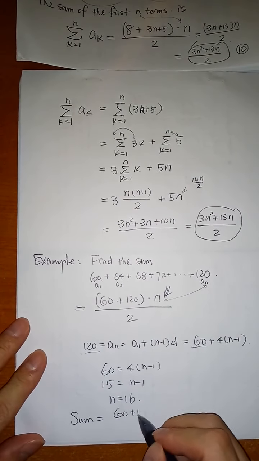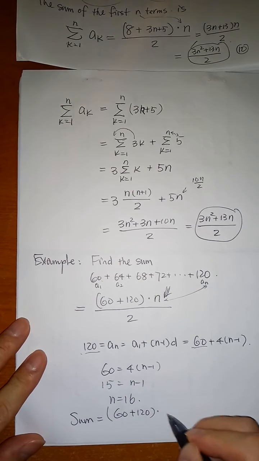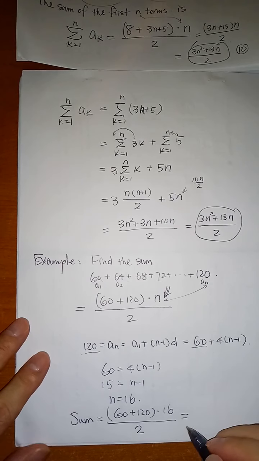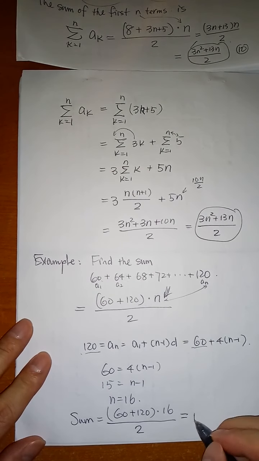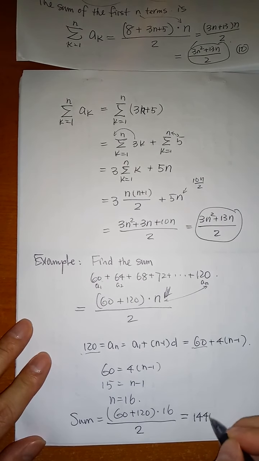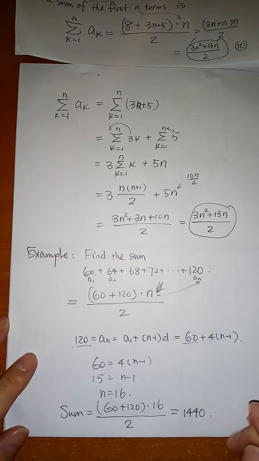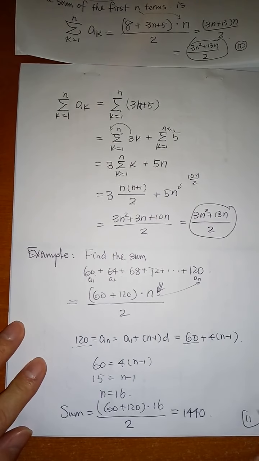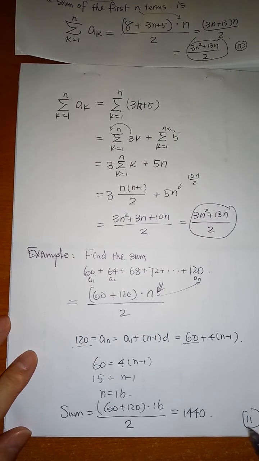Okay, very good. Once you get n equal to 16, the sum is (60 plus 120) times 16 divided by 2. Do this computation. It is 1,440. Okay, so this is the last example for this semester.